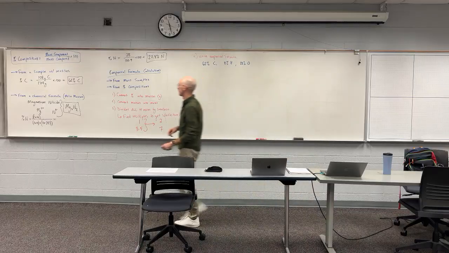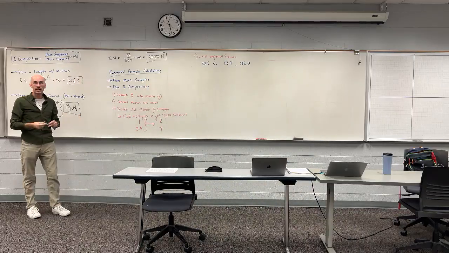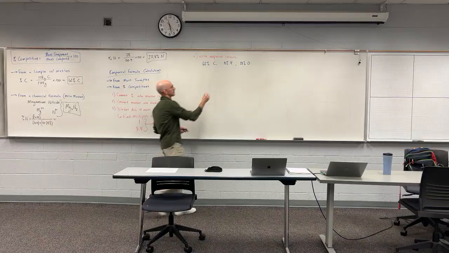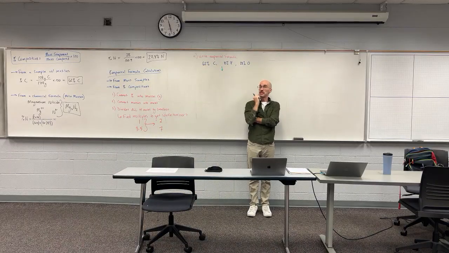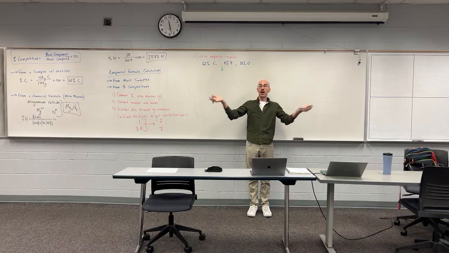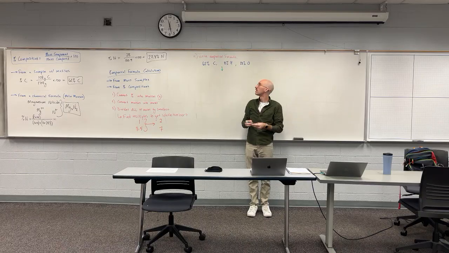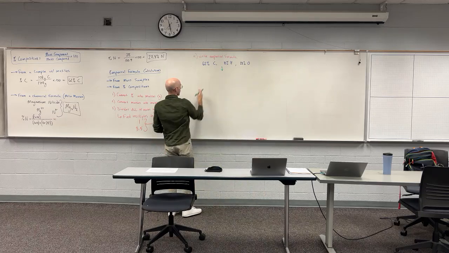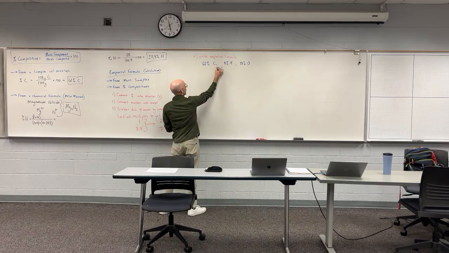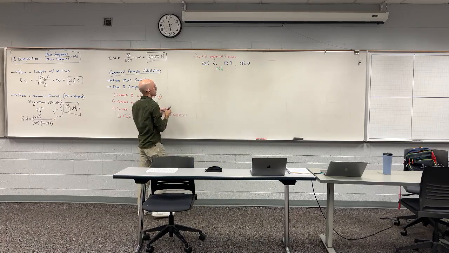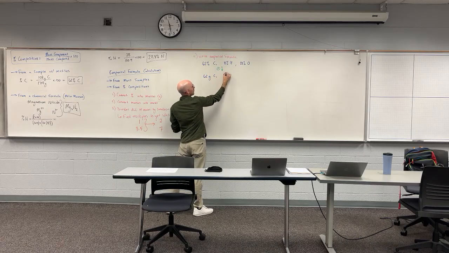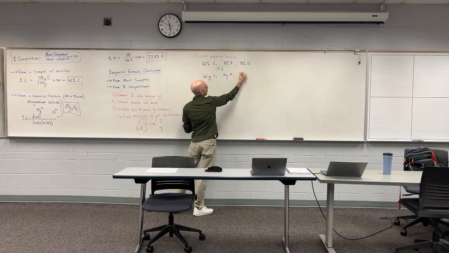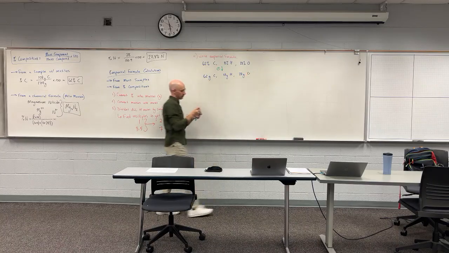Step 1, convert those percentages into masses. I don't know how much of a sample I have, but what if I had 100 grams? 62% of 100 grams is 62 grams. So this is step 1, convert percentages into masses. 62 grams of carbon, 10 grams of hydrogen, 28 grams of oxygen.